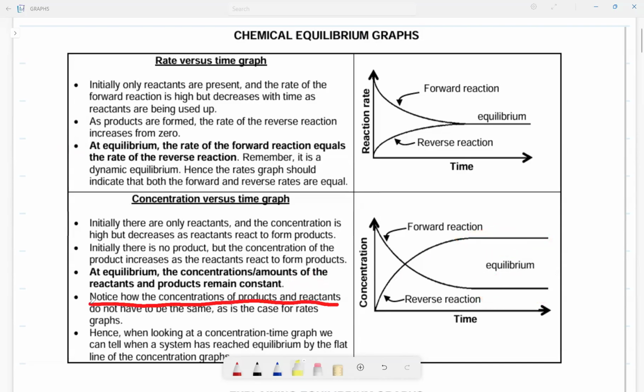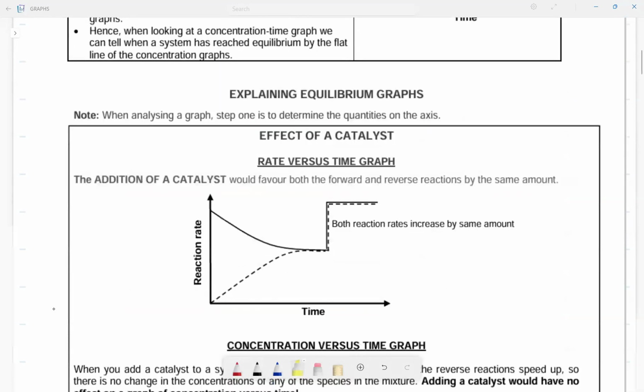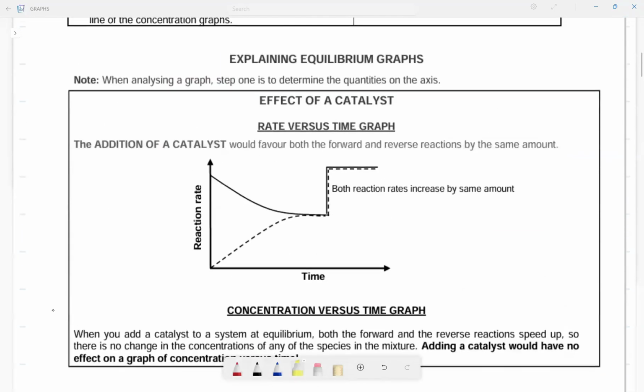Notice how the concentration of products and reactants do not have to be the same, as in the case of the rate graph. Hence, when looking at the concentration-time graph, we can tell when a system has reached equilibrium by the flat line of the concentration graph, by the flat lines. That tells you we have reached dynamic equilibrium. Now, let's go into more depth about the graphs.